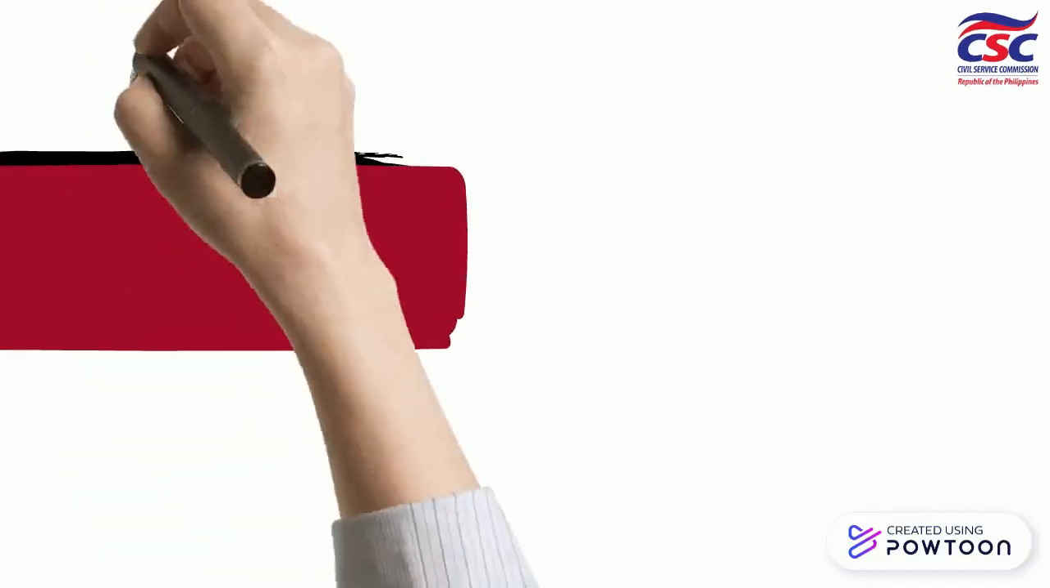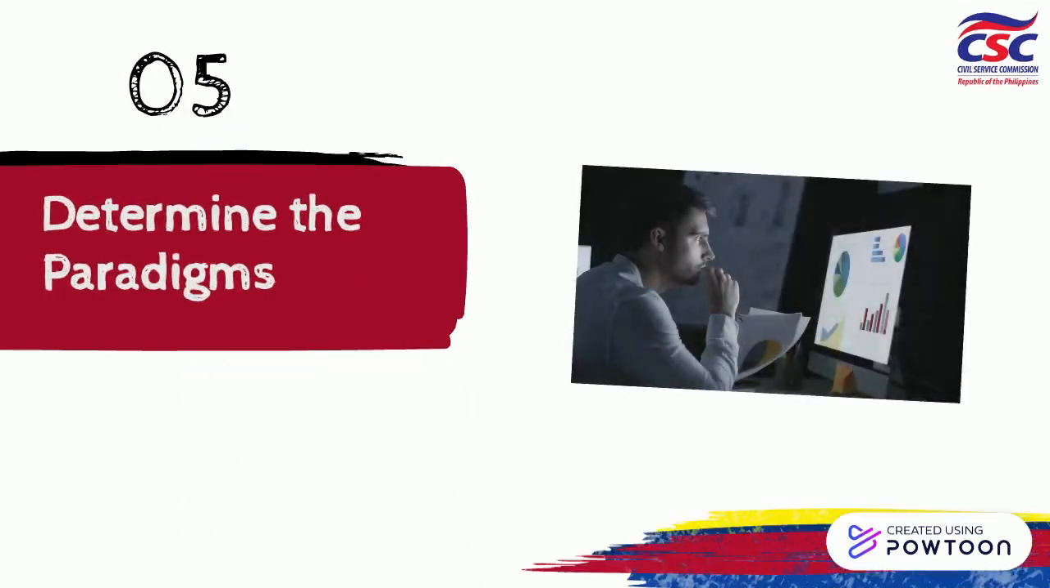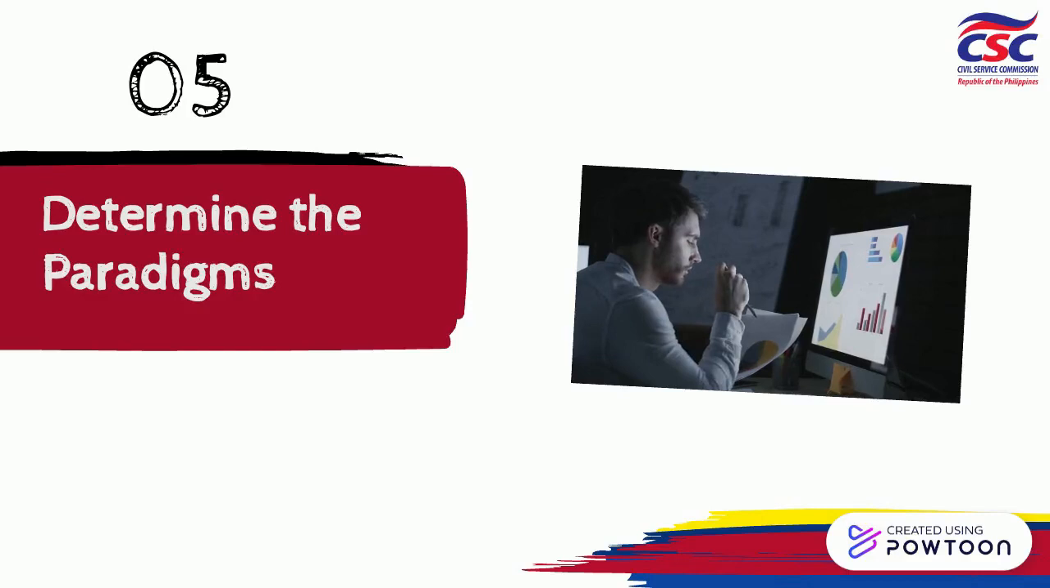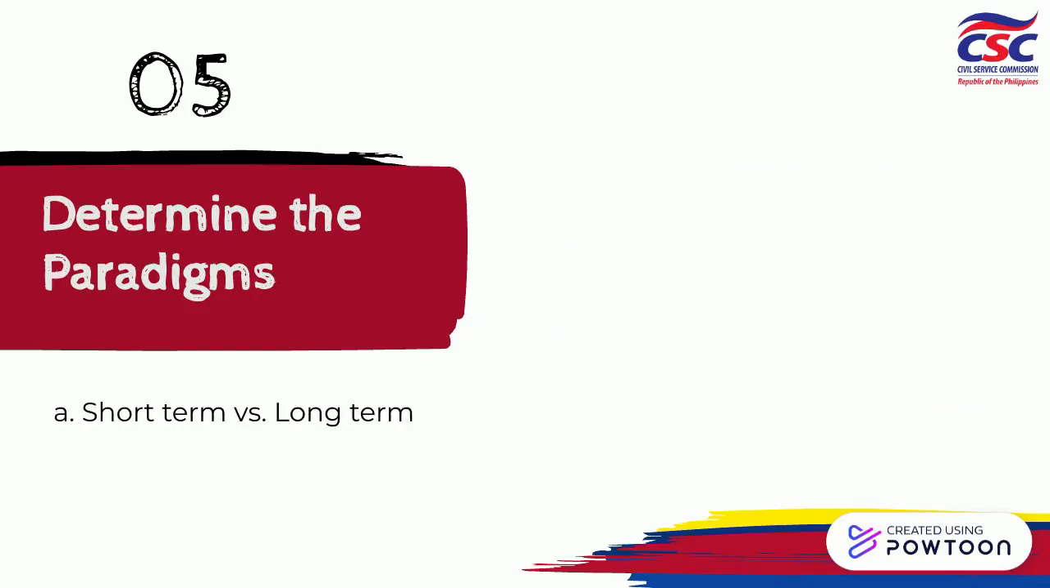Checkpoint number 5. Determine the paradigms. If the issue at hand passes the test for wrongdoing, the next question will be, why is there a dilemma? In this case, you have to analyze the 4 dilemma paradigms. The short-term versus long-term benefits. This reflects difficulties that arise when immediate needs or desires counter the future goals, taking into account who pays or suffers or who benefits.